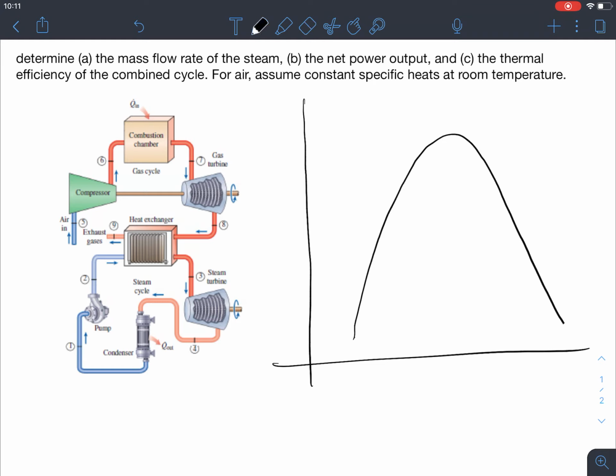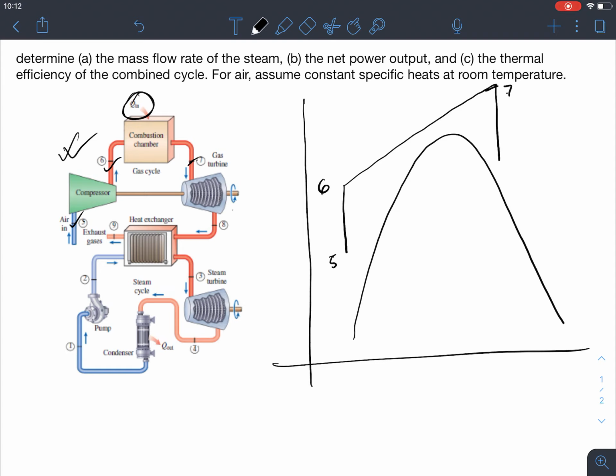combined cycle. Let's start with the gas power cycle, the top one. From 5 to 6 it's a compressor, temperature and pressure are increasing. So this would be 5 and this would be 6. Then 6 to 7 is the constant pressure heat addition, Q addition, right here. Then from 7 to 8 it's passing through the gas turbine where the pressure is dropping and the temperature is dropping as well.